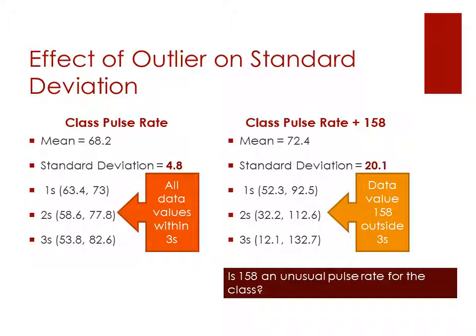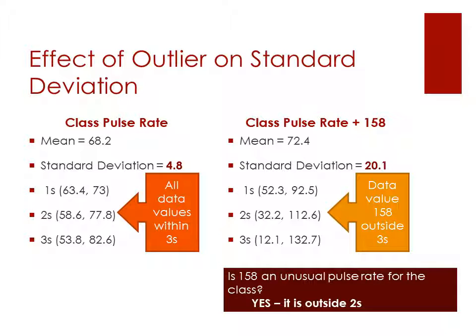So let's take a look at this. Notice that all the data values in our first set of class pulse rates are within 3 standard deviations, okay? However, when we're looking at our addition of a person with stage 2 hypertension, we can see that their data value, 158, is still outside 3 standard deviations, even though the range has gotten much broader. So, is 158 an unusual pulse rate for the class? Yes, it's outside the 2 standard deviations.